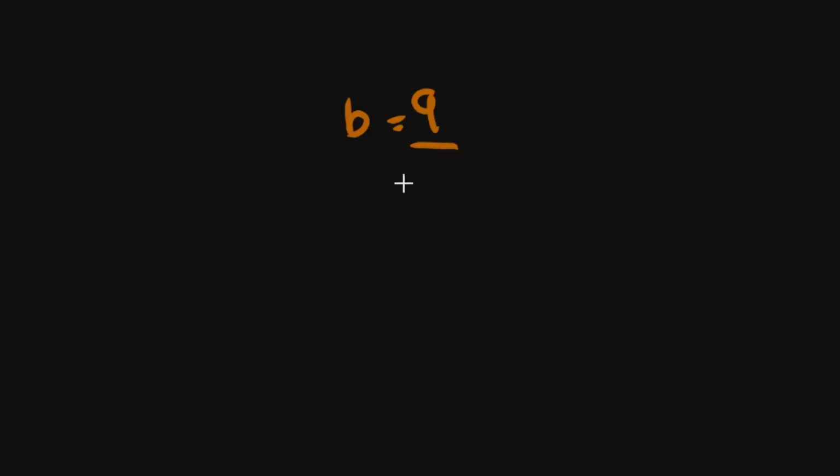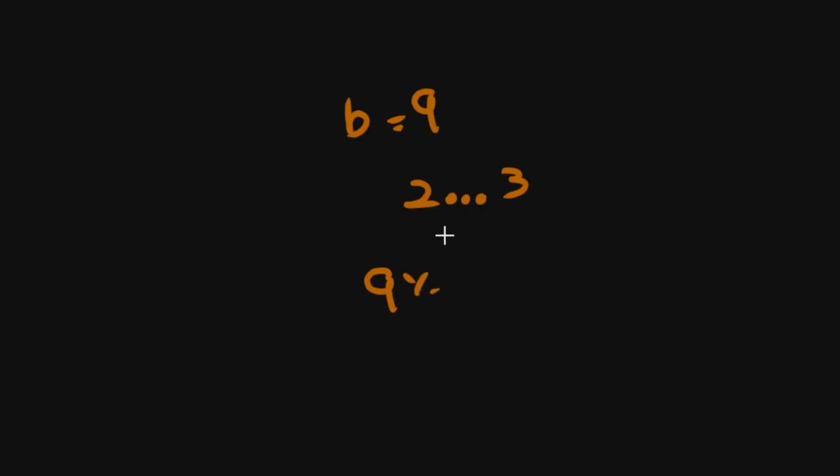If we have a 9, for example, we can try numbers in the range from 2 to the square root of 9, which is 3. So let's start with 2. We can do 9 modulo 2, and the result here is 1. Given that this is different from 0, 9 is not divisible by 2.